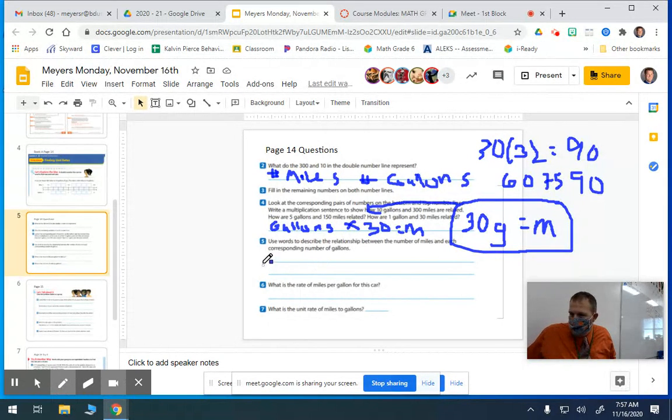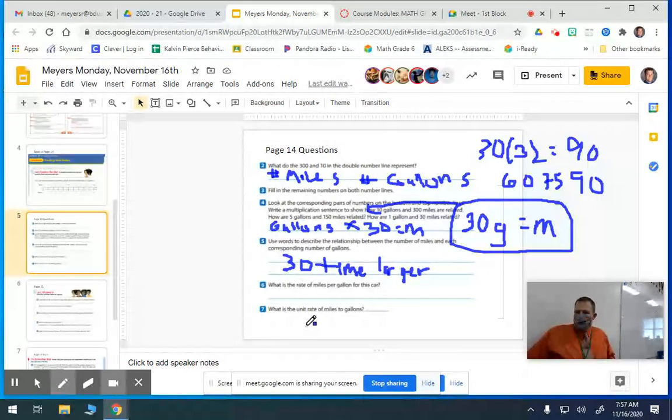All right. Use words to describe the relationship between the number of miles and the number of gallons. We just did that. It's 30. 30 times larger. What is the rate for miles per gallon of this car? It is 30 to 1.